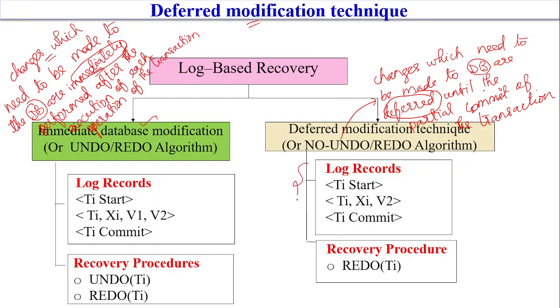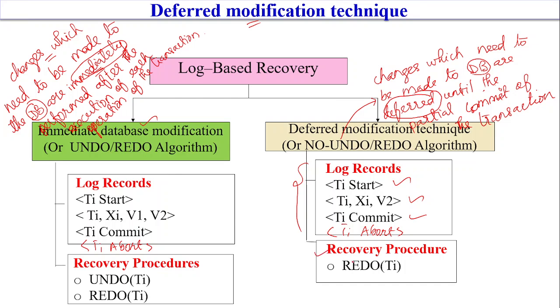In this technique, the log records which are used to record the activities of transactions are start record, update record, commit record, and even abort record also is used. Even in immediate database modification also, these are the log records used for recording the activities of transactions.